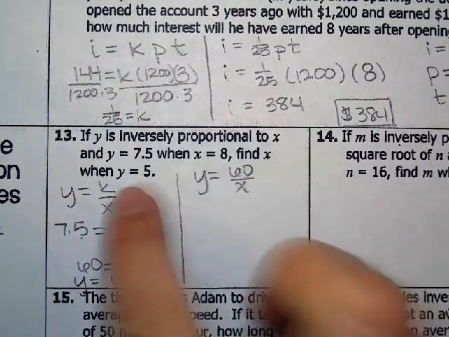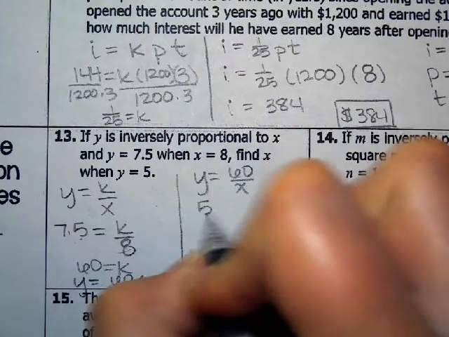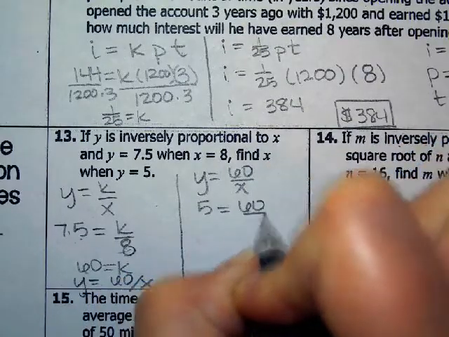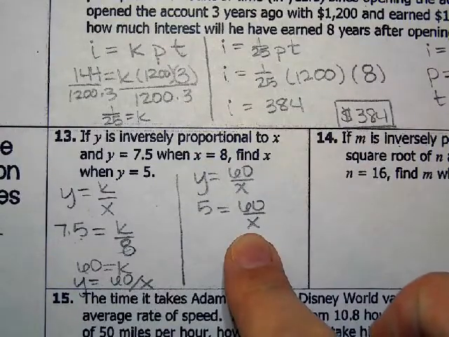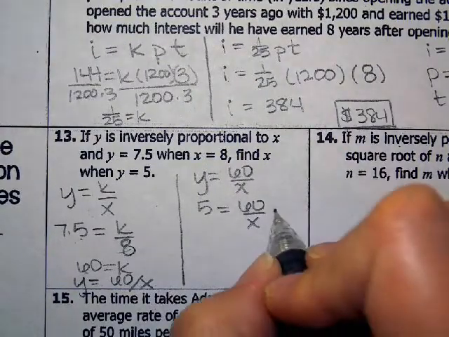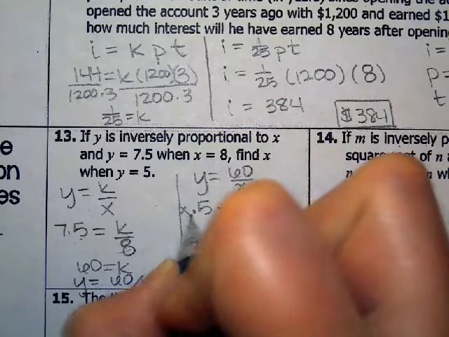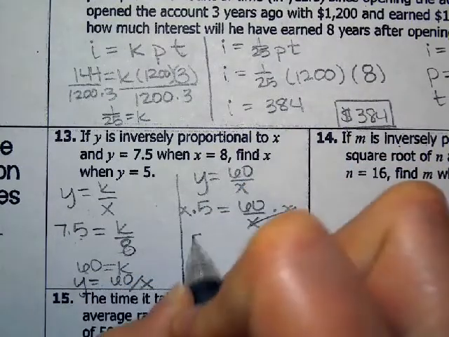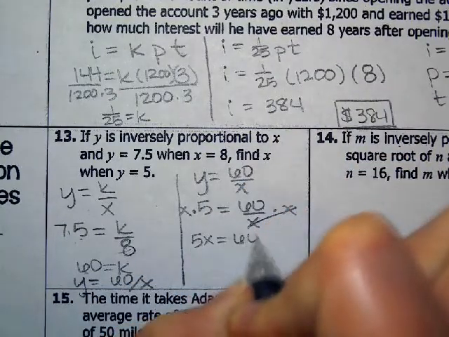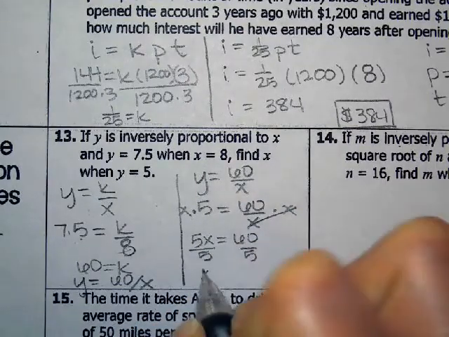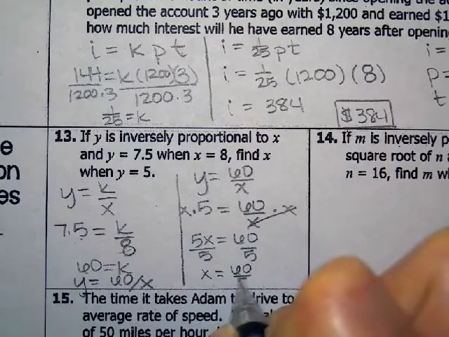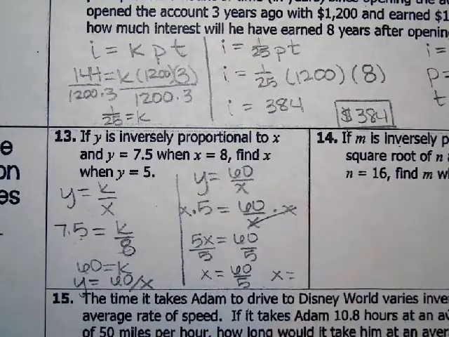So 5 equals 60 divided by x. If I want to get the x alone, I'm going to go ahead and multiply each side by x. So 5x equals 60, and then I can divide it by 5. So x equals 60 divided by 5. So x equals 12.